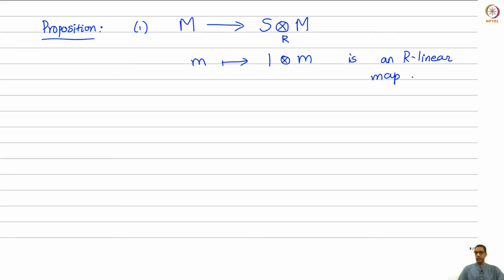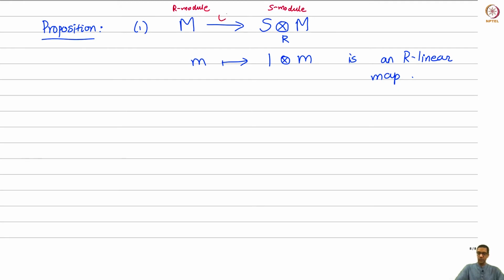Okay, so recall, on the left side, M is only an R module. So I can think of M as an R module. The right hand side, recall, was an S module, right? So this guy was an R module, the right side is an S module. But what am I saying here?